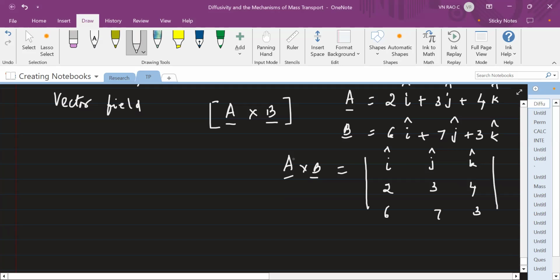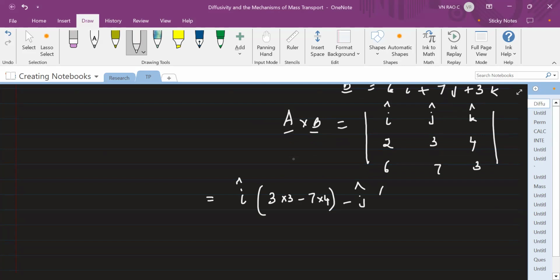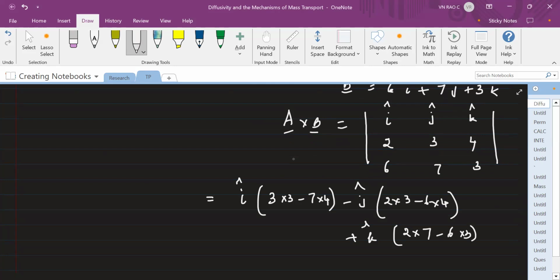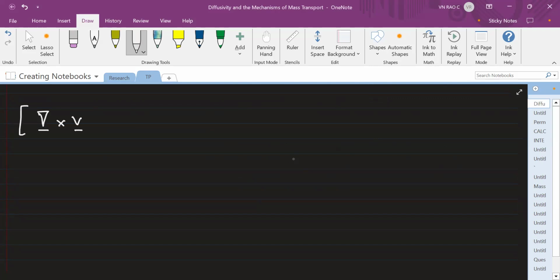To solve this, how do we find the determinant? So i cap into (3 into 3 minus 7 into 4), minus j cap into (2 into 3 minus 6 into 4), plus k cap into (2 into 7 minus 6 into 3). So this is further reduced. Now what we have is the del cross V vector. There are two vectors, and a cross product.